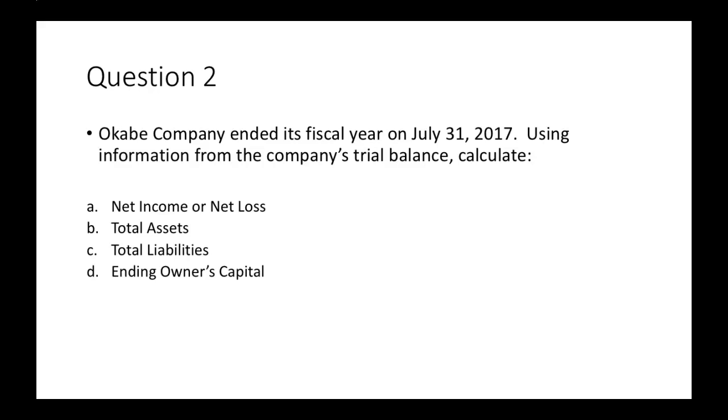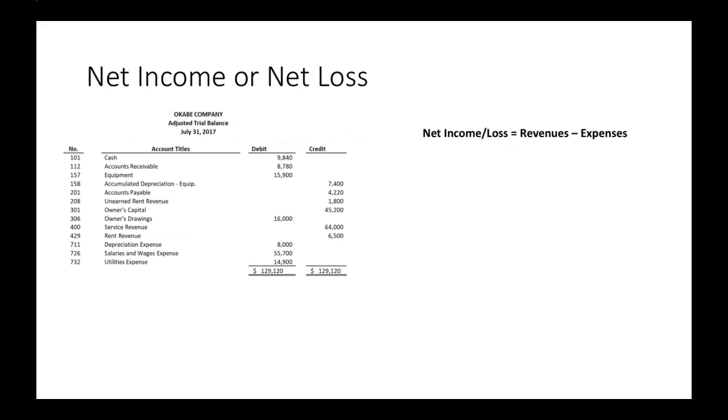Now, question 2 here says that Okabe Company ended its fiscal year on July 31st, 2017. Using information from the company's trial balance, we need to calculate net income or net loss, total assets, total liabilities, and ending owner's capital. Right, so we're given our adjusted trial balance here. And we know that our net income or loss is our revenues minus expenses. So let's first figure out our revenues.